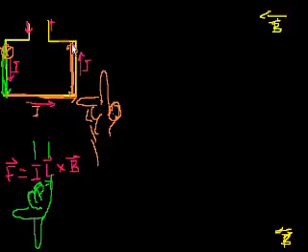Index finger in the direction of the current, middle finger in the direction of the field, thumb points out of the page. And do that with your own right hand, and you'll see that the net force of the magnetic field on this segment of wire is going to be upwards. Let me do it in a different color just to get some contrast. It's going to be upwards.